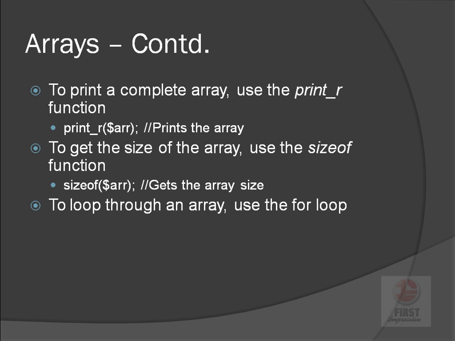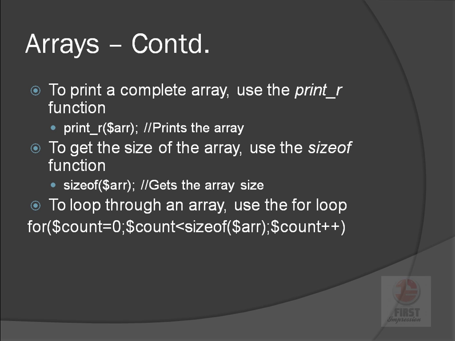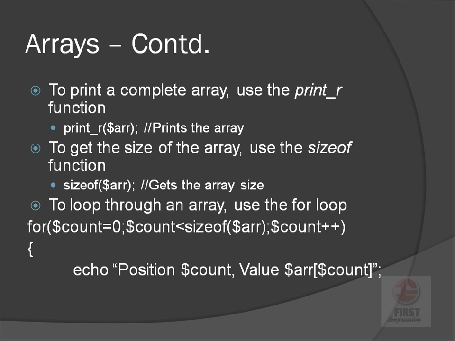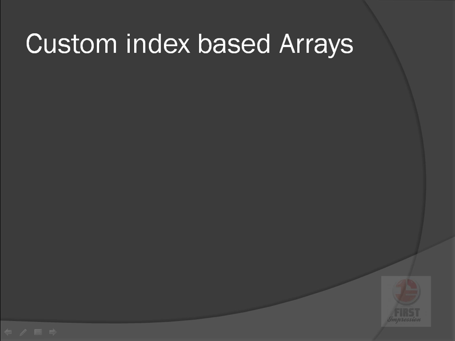To loop through the array, you must use a for loop. So if I want to loop through the complete array, I can say for $count equals 0, $count is less than sizeof($ARR), $count++. So it will go from 0, 1, 2, 3, 4 and stop at 4, and then it will echo the position: position 0 value Pankaj, position 1 value Sagar, position 2 value 33.44, position 3 value 98, and position 4 value Pooja. So far so good.